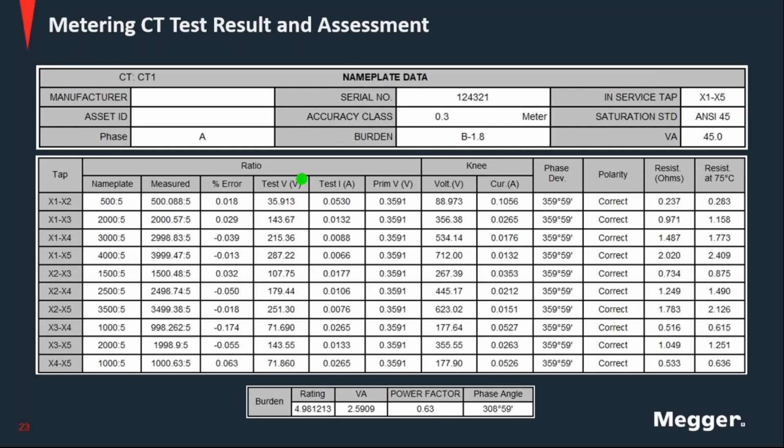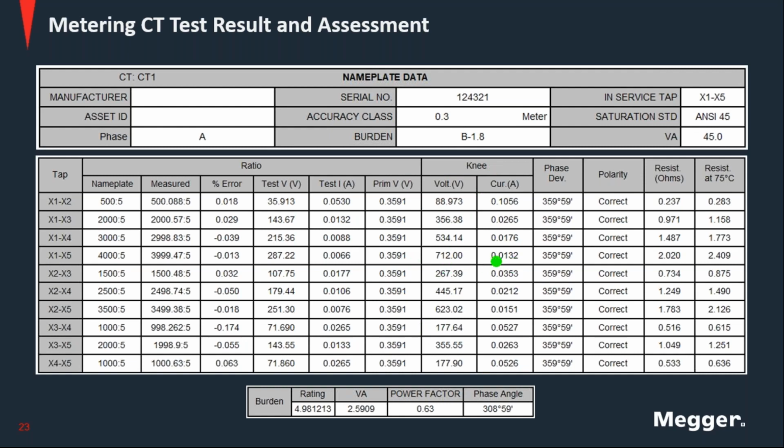Continuing with this, this is just information about the testing conditions, how this measured ratio was obtained, the voltage and the current that was circulating when running the test, and the induced voltage on the primary side. Then this is the knee point. Well, this is integrating all the results.